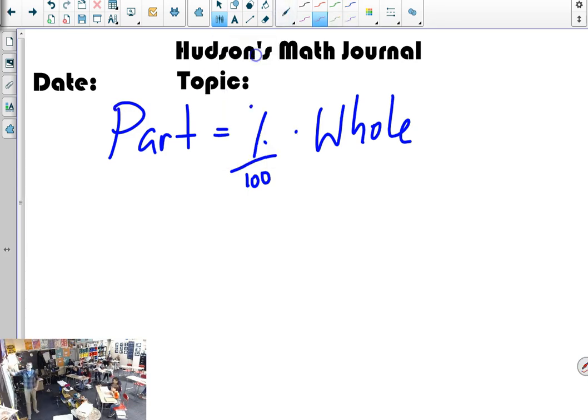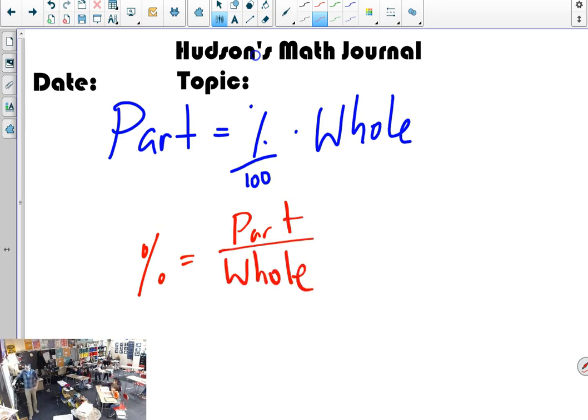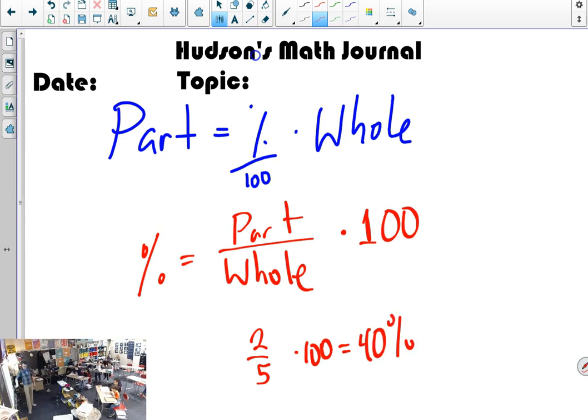The next equation that you should already have on your paper is that percent is found by doing the part divided by the whole, and then to actually put it into percent form, we follow that with a multiplication of 100, which bumps your decimal. Like if you had 2 out of 5, you have 2 divided by 5, that would give you 0.4. You multiply by the 100, and you would get 40%. So you should already have that equation.